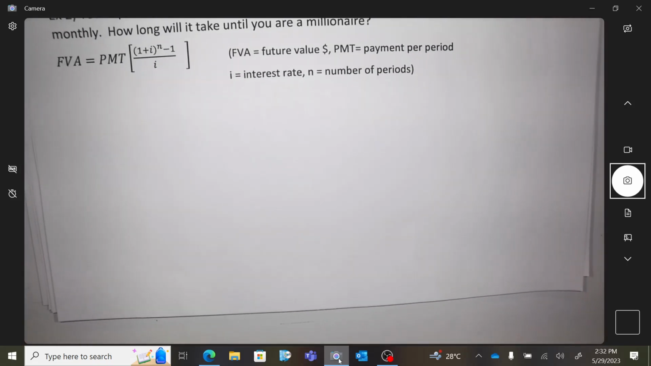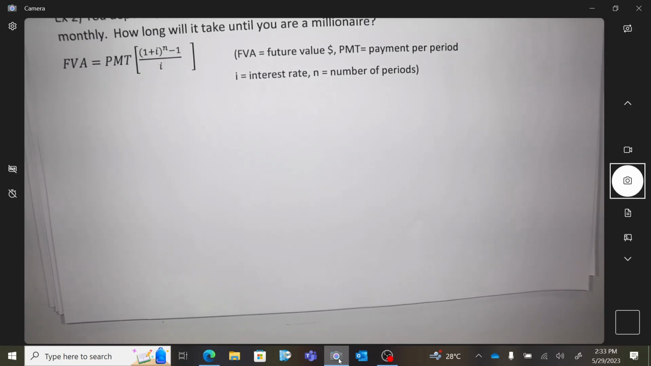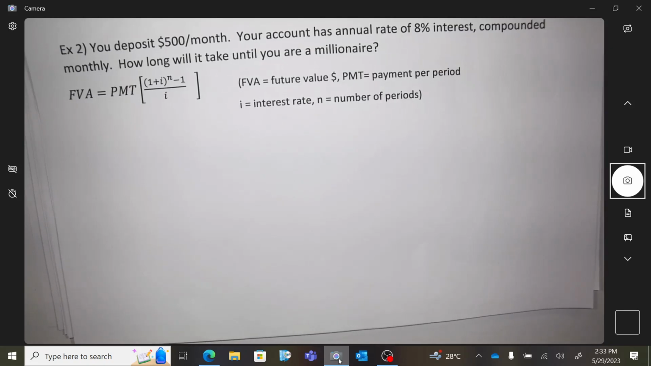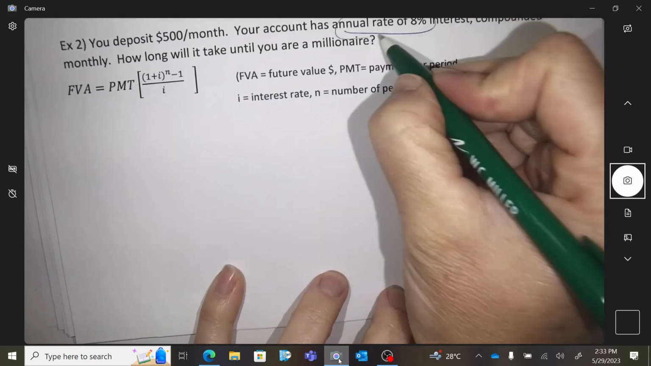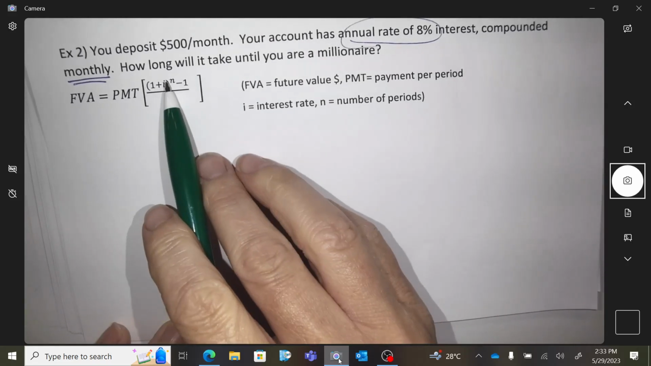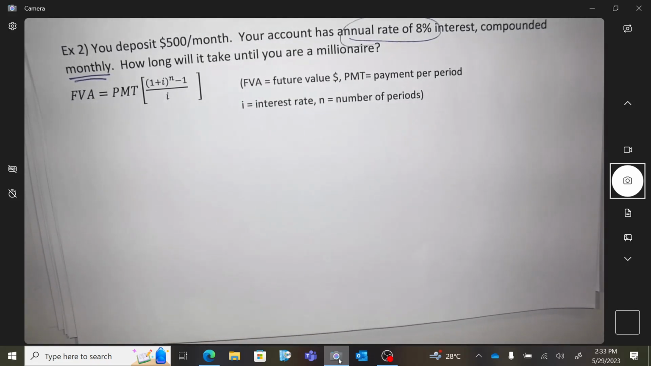Okay, second type of word problem. You have a money problem. You deposit $500 a month. Your account has an annual interest rate of 8%, compounded monthly. How long will it take you until you become a millionaire? So you're putting $500 into your account every month, over and over again.